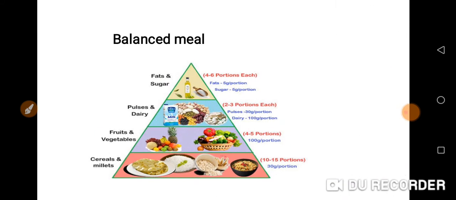As you can see on the screen, you can see the balanced meal: fat and sugar, pulses and dairy foods, fruits and vegetables, cereals and millet. Whenever we are planning our meal, we must consider this picture that you're seeing on the screen.